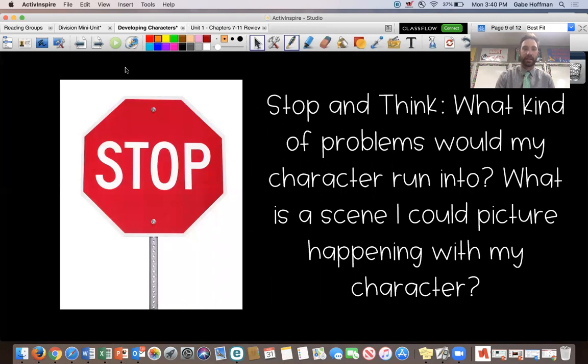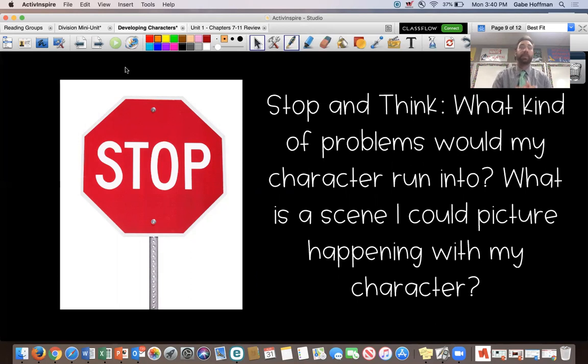So I want you to take a second and stop and think right now. What kind of problems would my character run into? What's a scene that I could picture happening with my character? I could think, okay, I could really see this happening to my character. It would make a lot of sense. It is something that would probably come up in their everyday life. So take a second and think about it. Okay, I'm going to do the same. And then you're going to take that information and write a scene for your story about that.